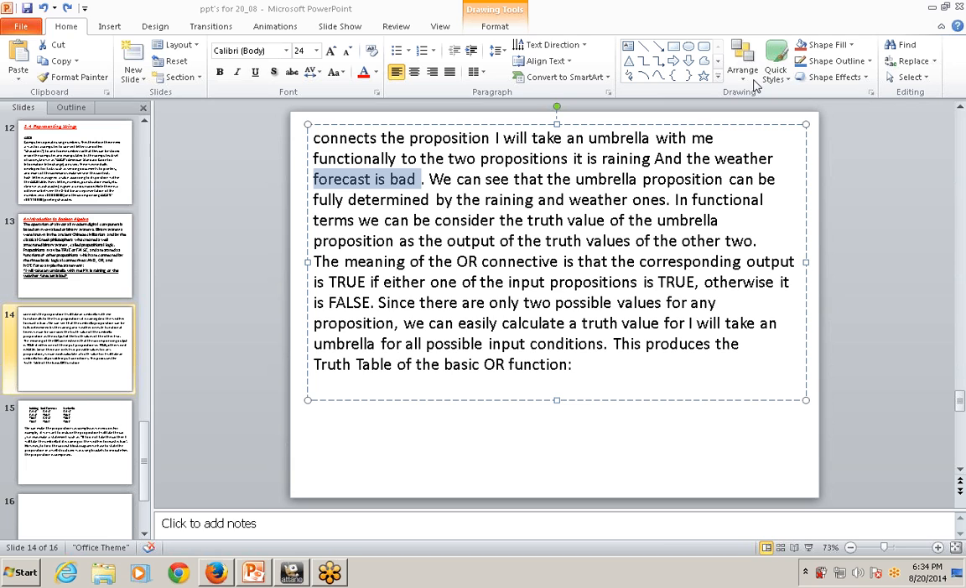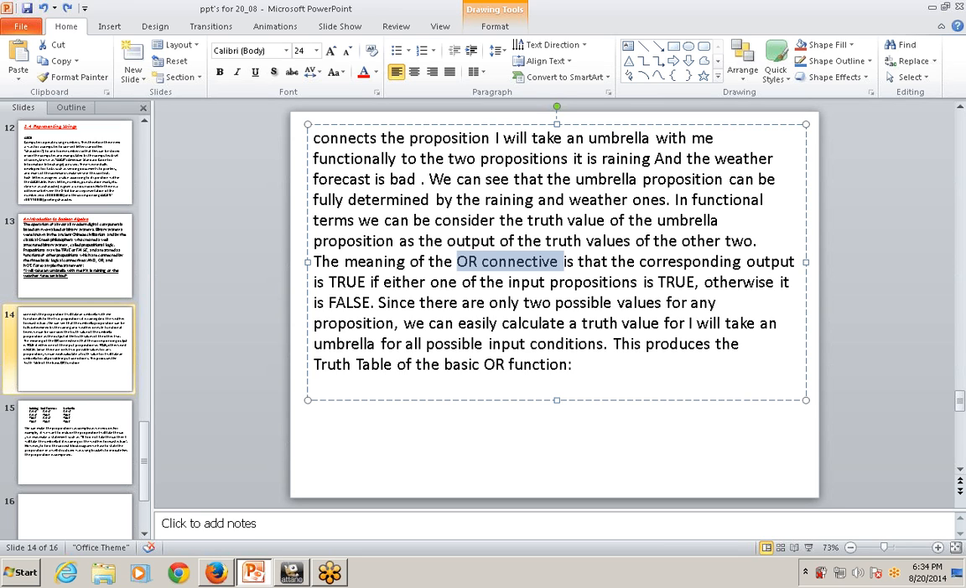So this combines two propositions: whether it is raining and whether the forecast is bad. We can see that the umbrella proposition can be fully determined by the raining and the weather ones. In functional terms, we can consider the truth value of the umbrella proposition as the output of the truth values of the other two. The meaning of the OR connector is that the corresponding output is true if either one of the input propositions is true.